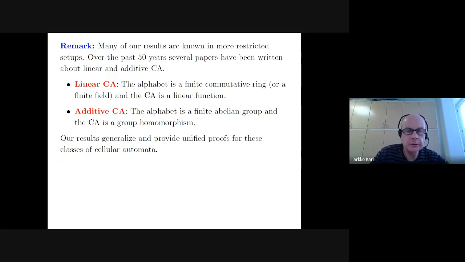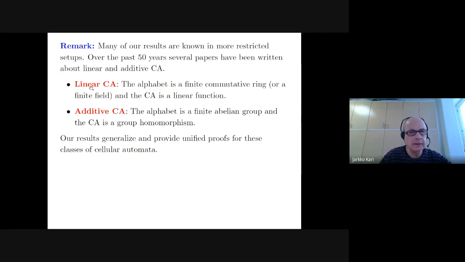Let me note that I already mentioned this in the very beginning, but let me remind again that this concept of group cellular automata is a generalization of the concept of linear cellular automata that Sukanta mentioned yesterday. And there have been many works over the past 50 years proving that various properties like injectivity, surjectivity, and so on are decidable in maybe dimension 1, dimension 2, and so on for linear cellular automata. So these results that we have really generalize these old results about linear cellular automata.